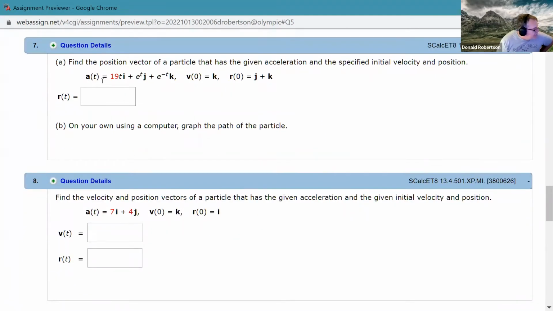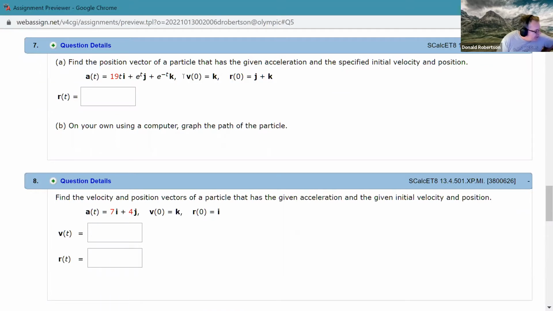If we look at this question, can you see that the vector would be 19t, comma, e to the t, comma, e to the -t. And this would be v of 0 equals 0, 0, 1, and r of 0 would be 0, 1, 1. Because you are telling me velocity and position at a given time, you're giving me a boundary condition, which means I will need to find out what numbers C1, C2, and C3 are.